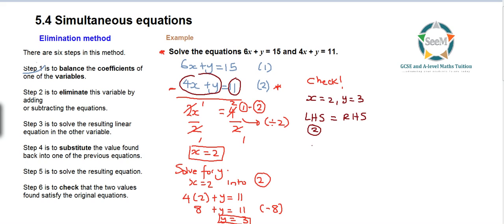So let's plug in those values into the left hand side of equation 2. We'll have 4 times 2 plus 3. 4 times 2 is 8 plus 3. Our answer on the left hand side is 11. Notice that it's exactly the same answer as 11 on the right hand side. So LHS equals RHS. Therefore, our solutions are correct.